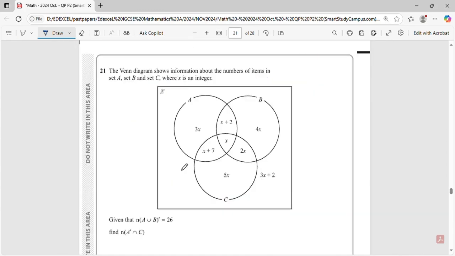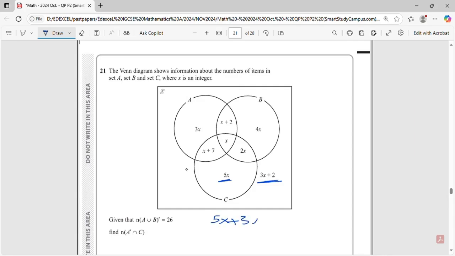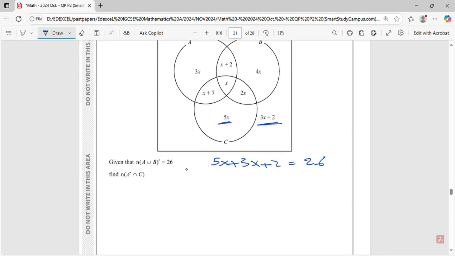Question number 21 is talking about Venn diagrams and sets. As we can see here, he gave me this information that the number of elements of A union B dash, which means anything but A and B, is 5x, 3x plus 2 equals 26. So I put it as an equation, 3x plus 2, all equal 26. Now I have to solve this equation to find x, so it will be 8x plus 2 equals 26, so 8x equals 24, so x equals 3.